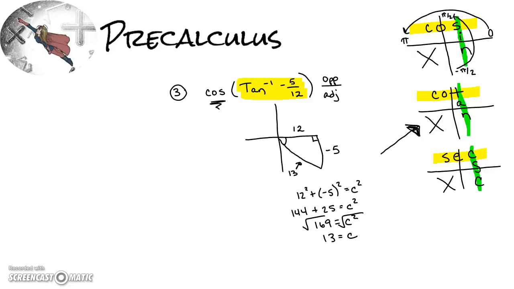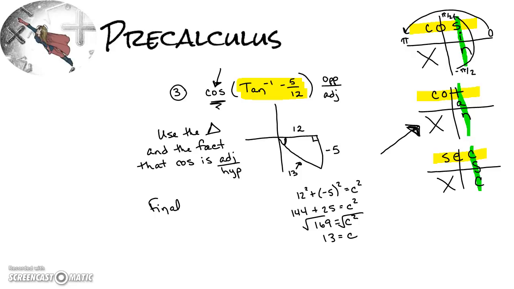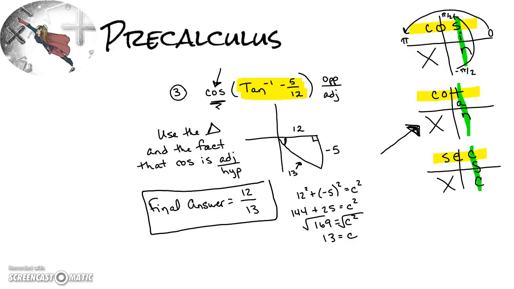So now we don't have to actually find the angle in this one because ultimately they wanted us to find the cosine. So what we can do is just use the triangle, and I'll just write that down. Use the triangle and the fact that cosine is adjacent over hypotenuse. So the final answer, adjacent is the 12, and hypotenuse is what we just solved for, which is 13. So the final answer to that question is just 12/13.